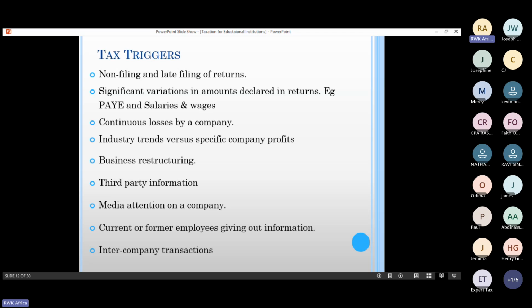Maybe you have been filing the returns, but you have been filing the returns late. It is also another trigger. So it will trigger KRA to come and audit you. They want to verify your record and also to see where you have not been filing.